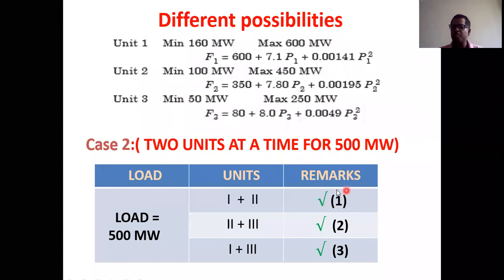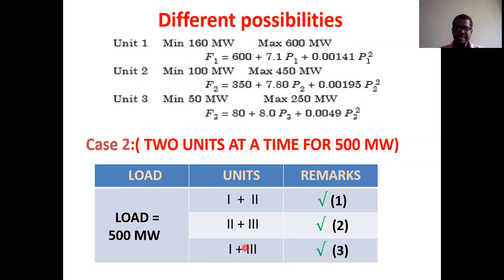This is the first combination, the first unit and the second unit. Similarly, we will go for one more combination. Here I am taking the combination of the second unit and the third unit. Now let us check whether this combination is going to meet the load or not. The second unit can generate a maximum of 450 megawatts and the third unit a maximum of 250 megawatts. Combined, that is 700 megawatts. But the load is 500 megawatts only, so in this case also we can meet the load. This is the second possible condition, or second group.